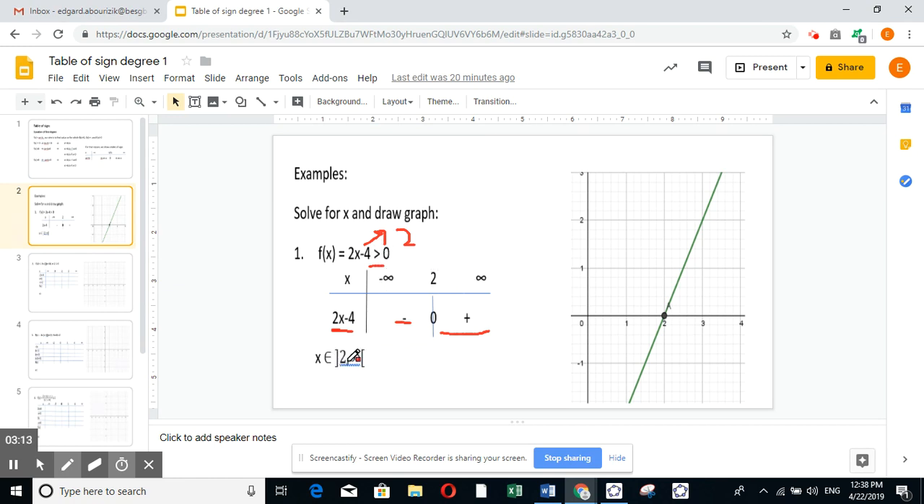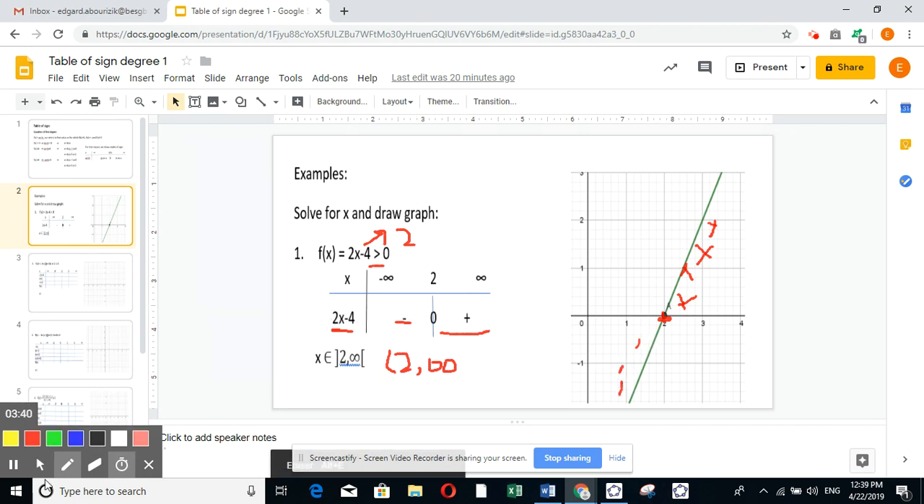So it's the open interval from 2 to infinity, which I can write as open parenthesis 2, infinity. Graphically, this is the root, which is 2. To the right of the 2, the function is positive. And to the left of the 2, the function y, which is f of x, must be negative. This is the graphical representation.